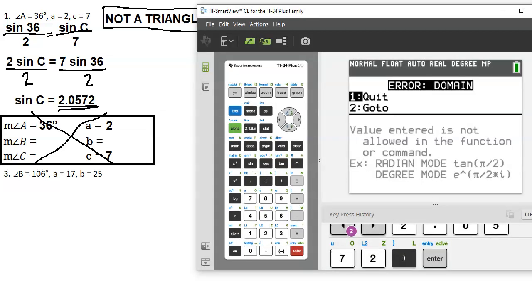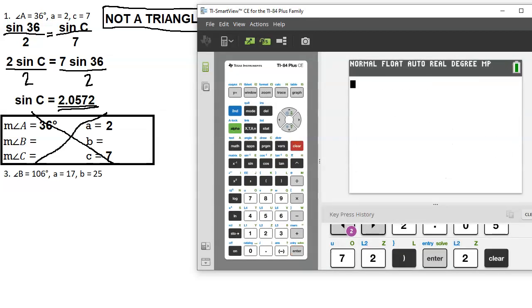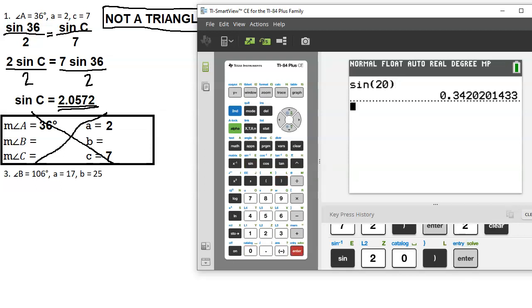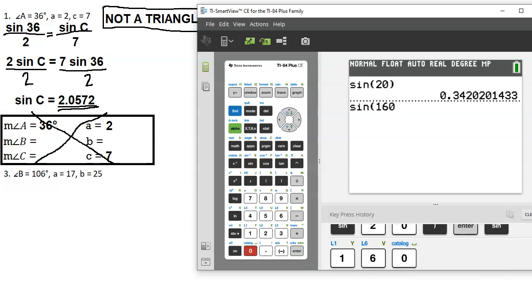Now, before I do example number 2, I want to do one last little calculator demo with you. I want you to type in on your personal calculator sine of 20, and then I want you to type in sine of 160. Pause the video if you have to, or if you don't have the calculator handy, I guess you can just watch. Okay, sine of 20, 0.342, sine of 160, 0.342. I wonder if there's a reason.